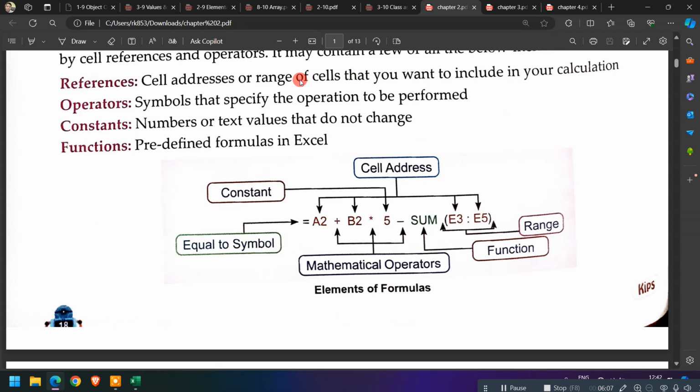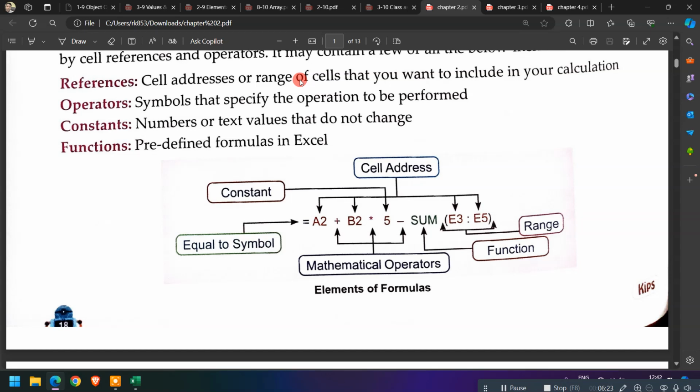Operators, that is, the symbols to specify the operation to be performed. Which kind of operation you want to perform, you can use that operator. Mostly we use these operators: plus, minus, divide, multiply, like that.